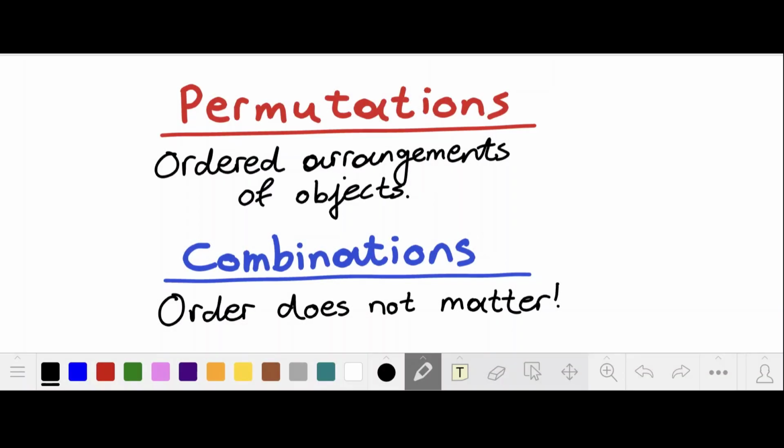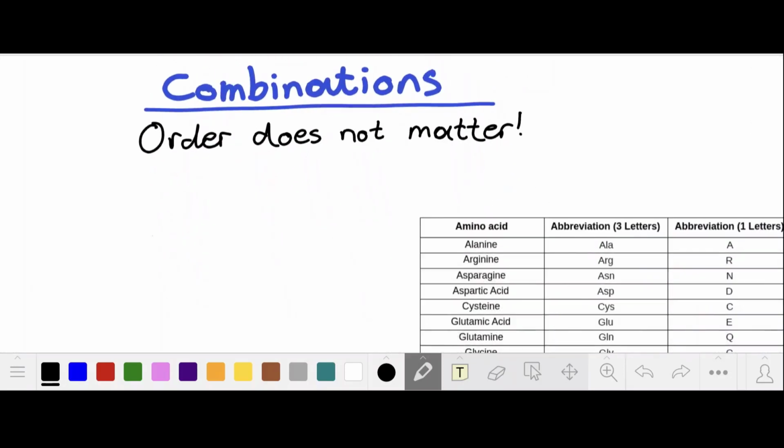Hi, and welcome back. This is probably the most important video of the series, as we will talk about combinations. We already know that permutations are ordered arrangements of objects. On the other hand, when we make a combination of objects, order does not matter. So let's see an example.